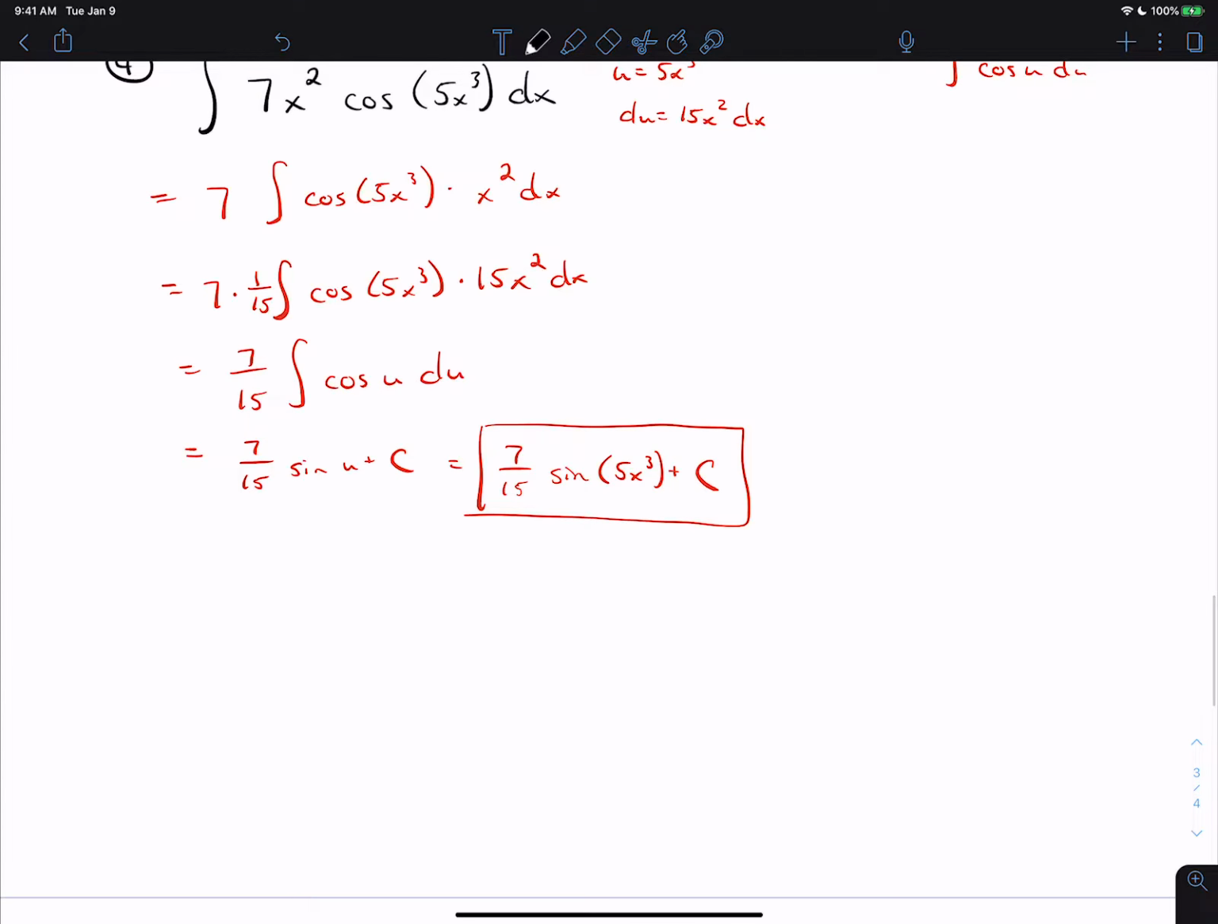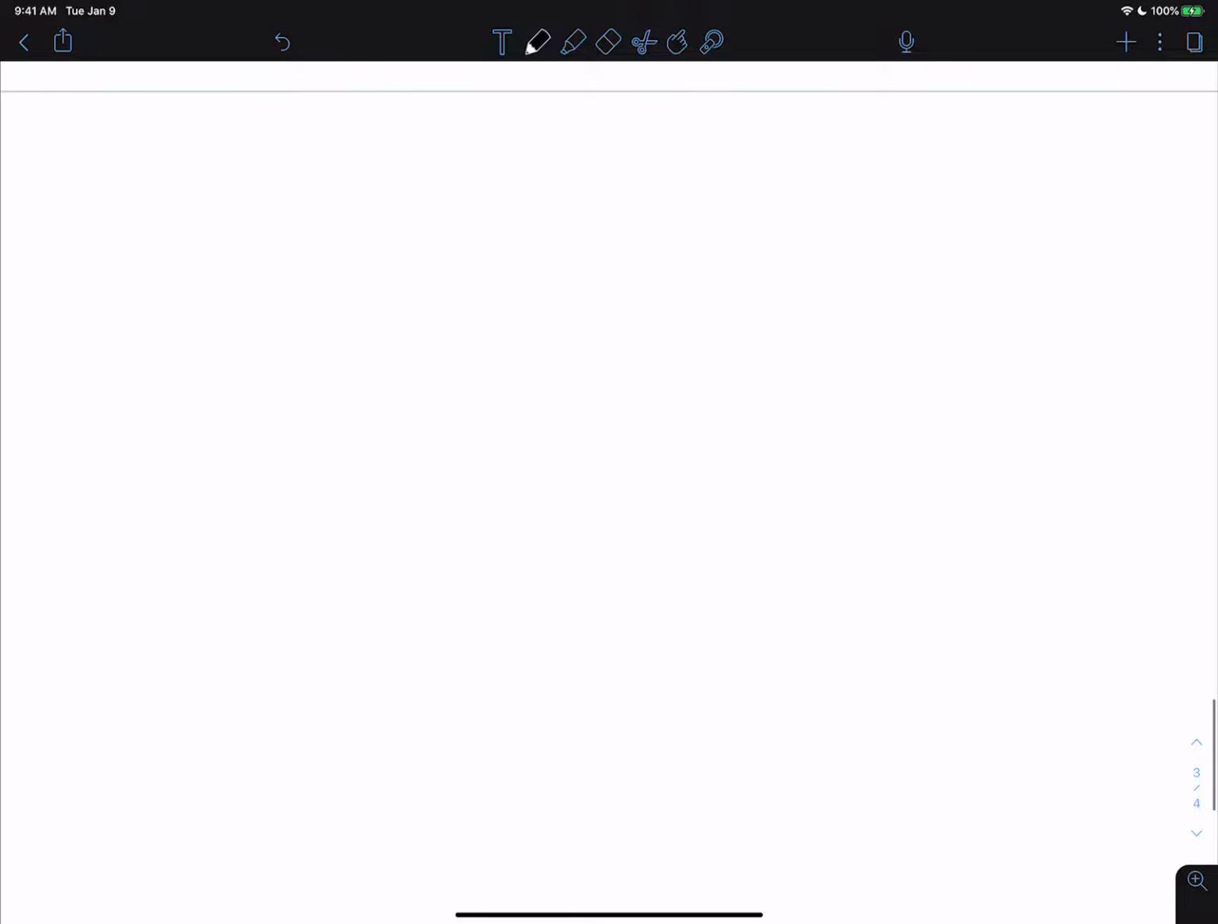Okay, let's do a similar example. Let's say this time I have e to the 4x sine of 3e to the 4x dx. So when we're doing this, there's a couple different options, I guess, but the main thing is we've got sine of something. So we're going to try to match sine of u du.